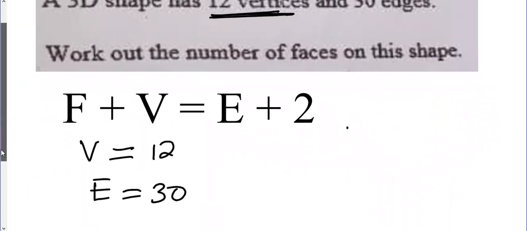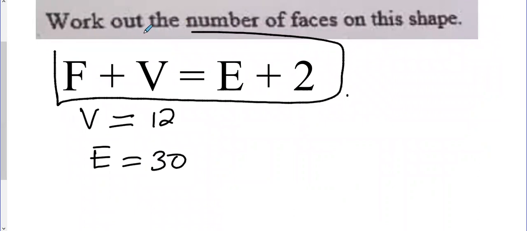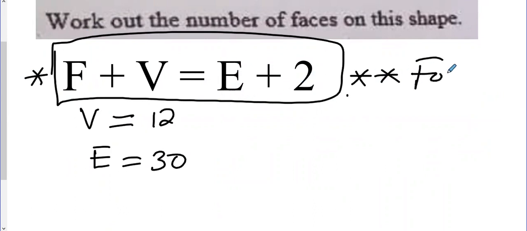So we have a formula which is not familiar to many students. The formula says that the number of faces plus the number of vertices equals the number of edges plus 2. Okay? This formula is not familiar to the majority of students, but you have to understand that when you have the number of faces plus the number of vertices, the answer is the same as the number of edges plus 2. This is the formula which I'm going to use.